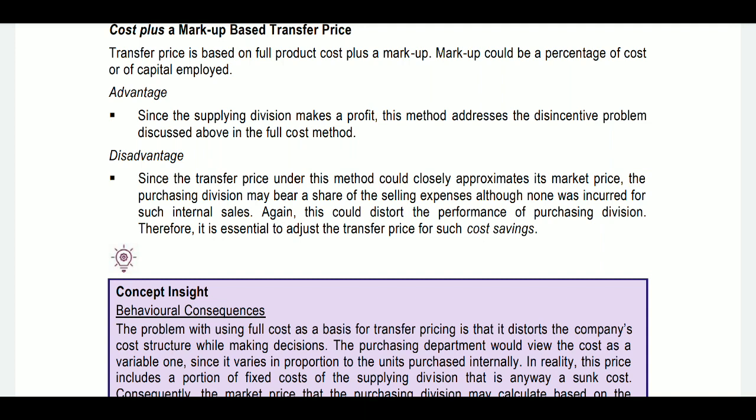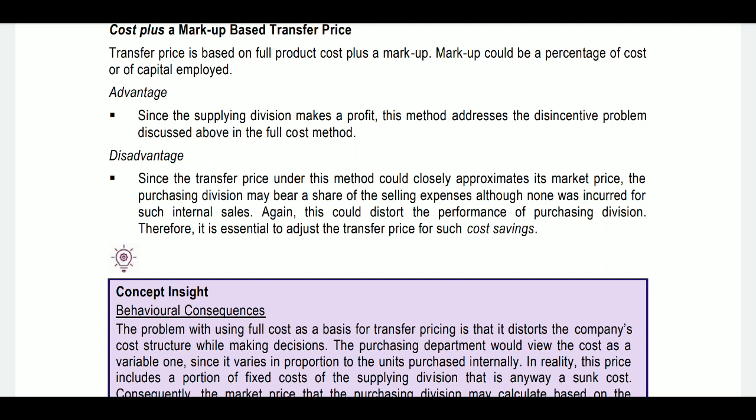In cost plus markup, the supplying division will benefit, and in the marginal cost method, the purchasing division will benefit. In the cost method, the supplying division will benefit, and in the case of the standard cost based method, it will be assumption based. So it will not tell who benefits. Based on the provided information, we will tell who benefits. Next, the supplying division will benefit under cost plus markup, because it will have the markup it required.